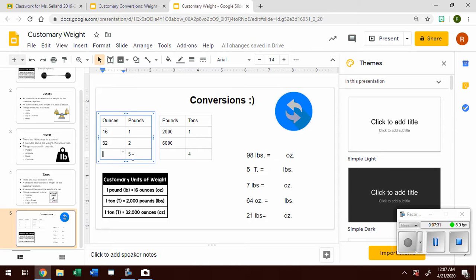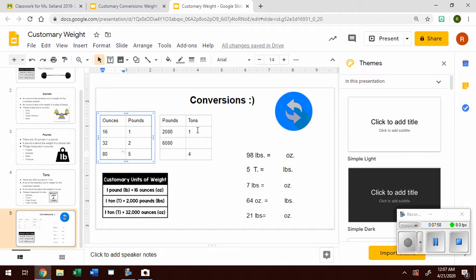So I am going to multiply 5 times the amount of ounces in each pound. So I know that there are 16 ounces in each pound, so I'm going to take 5 times 16. I know that 5 times 10 is 50, and 5 times 6 is 30, and 50 plus 30 is going to give me 80.